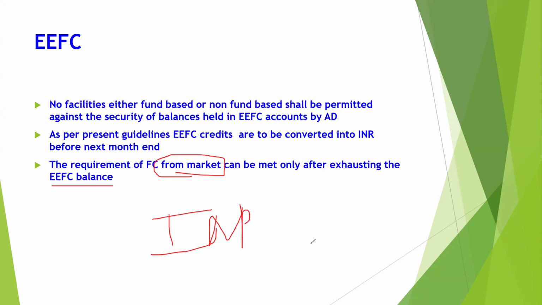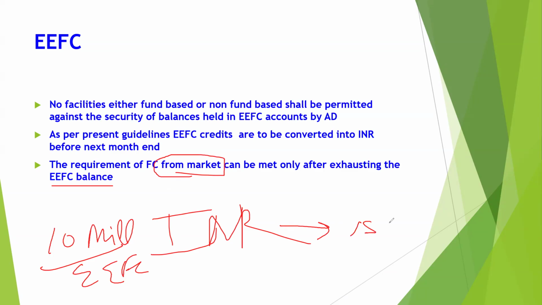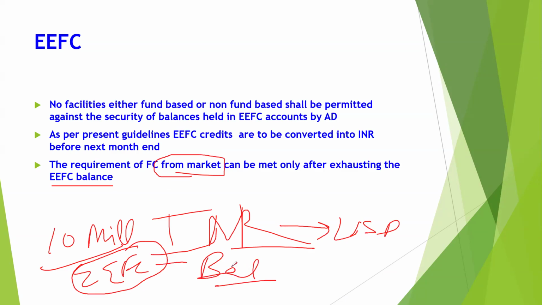Suppose they are having the balance, some $10 million is available in EEFC, and they are making their payments from INR to USD from their current accounts. That is also not allowed. So firstly, they should exhaust, they should finish the EEFC account balance, and after that only they should go for INR to USD conversion, or it can be any other currency.